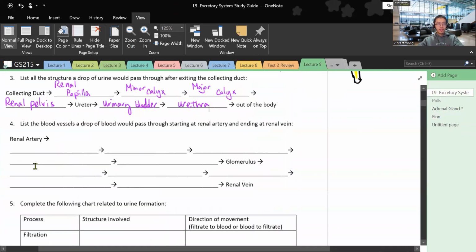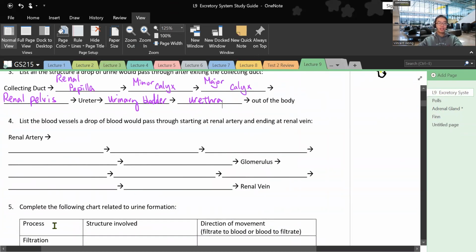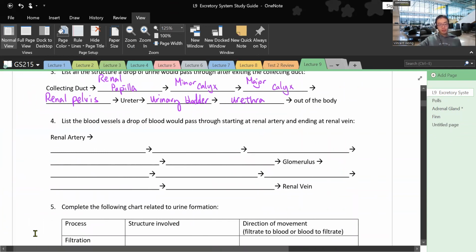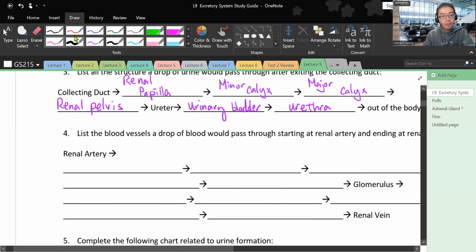All right, so let's write this down in a flow chart. All right, starting with the renal artery, we are going to have segmental, right?